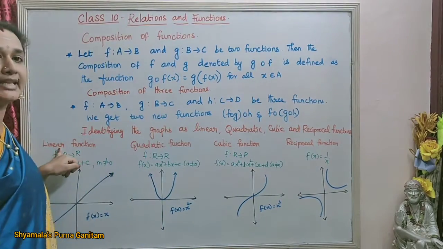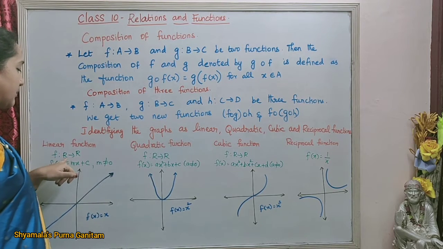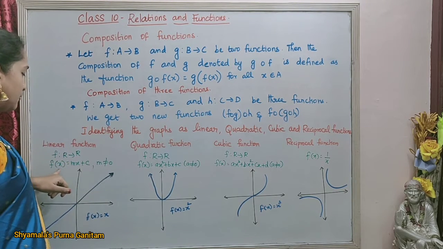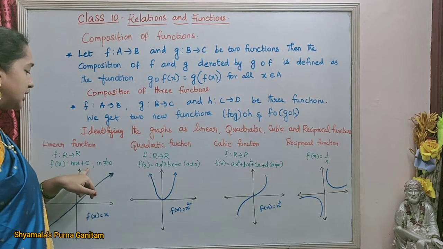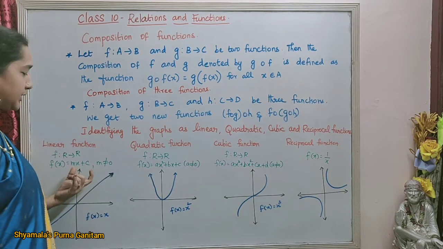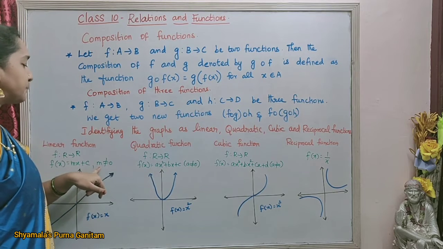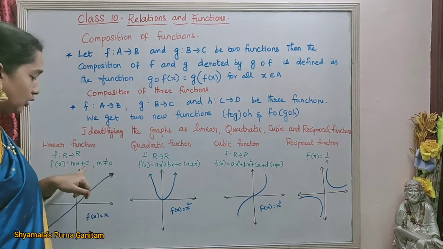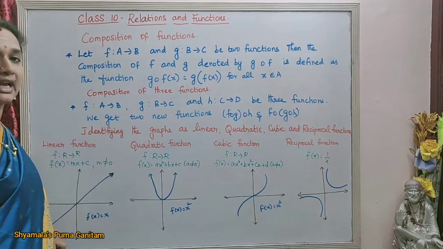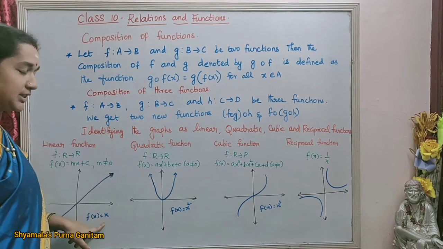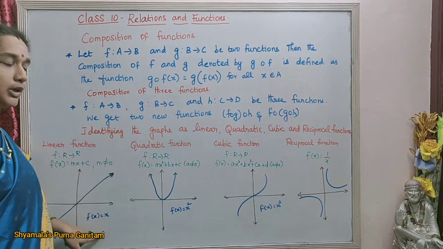Okay, first one is the linear function. A function from R to R is defined, then f of x is equal to mx plus c. This is the general form of the linear function, f of x equal to mx plus c, where m not equal to 0. For this we will get a graph as a straight line. This is the graph of f of x equal to x.